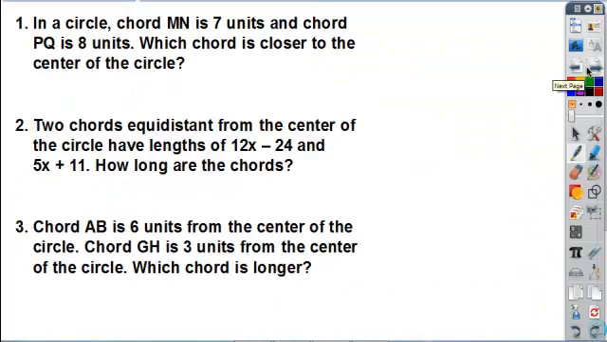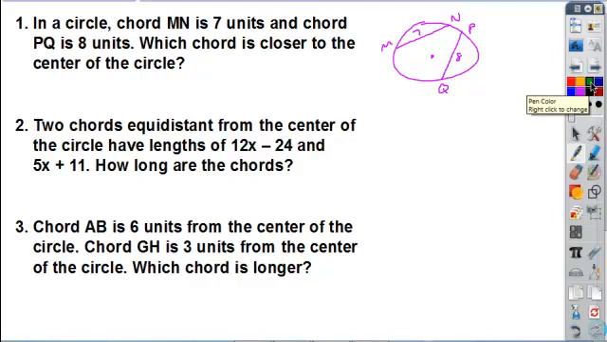Okay, so if we look at these three examples here, I'm going to talk through the first one, and then I'll have you do the second two really quickly. If you took a circle with chord MN that is a length of 7 units, and chord PQ that's a length of 8 units, which one of these is going to be closer to the center of that circle? PQ, right? So segment PQ will be closer because the longer the chord, the closer it is to the center of the circle.